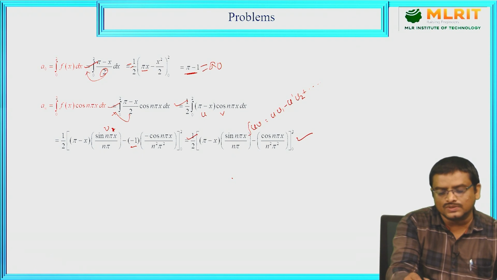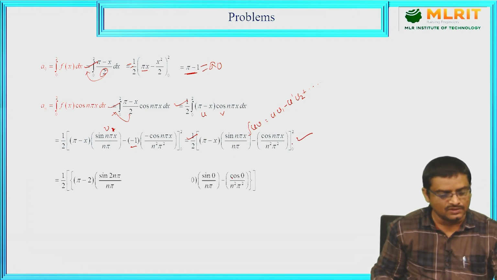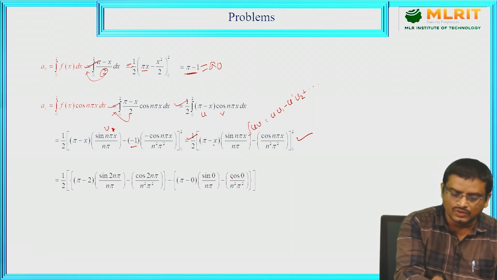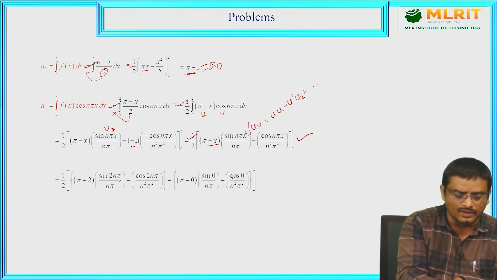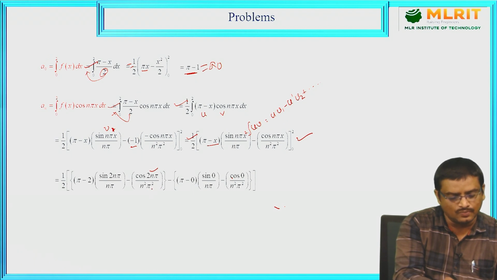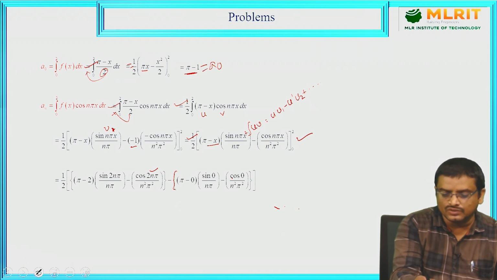Now we are ready to substitute the upper limit and lower limit in place of x. Substitute x equal to 2 as the upper limit. You will get pi minus 2, sin 2 n pi by n pi, minus, similarly replacing x with 2, cos 2 n pi by n square pi square. Now substitute the lower limit, x equal to 0: pi minus 0, that is pi, sin n pi into 0, sin 0 is 0, and cos n pi into 0, that is cos 0.